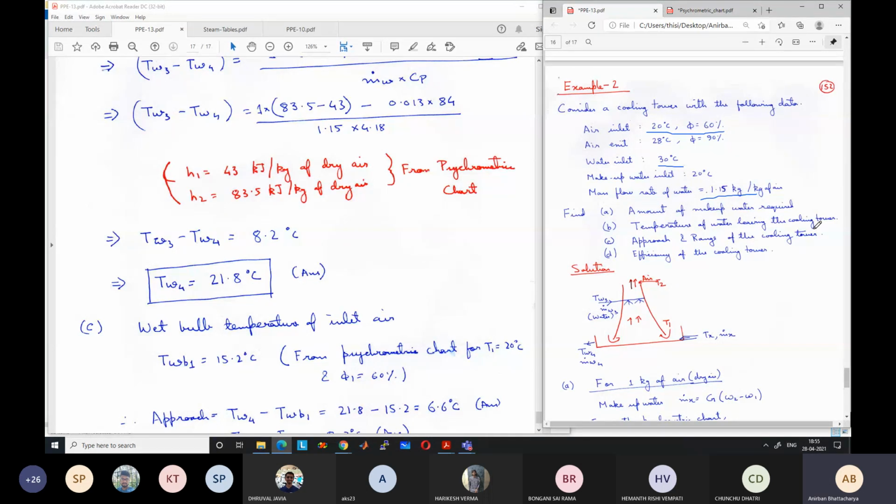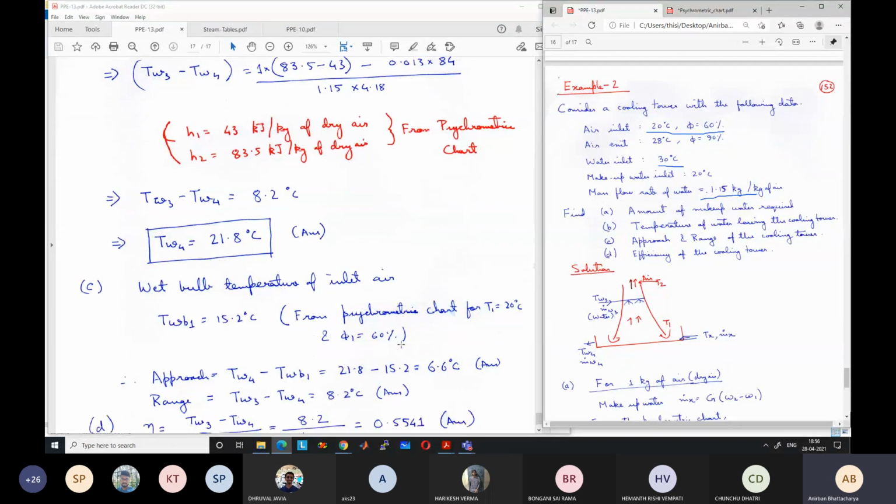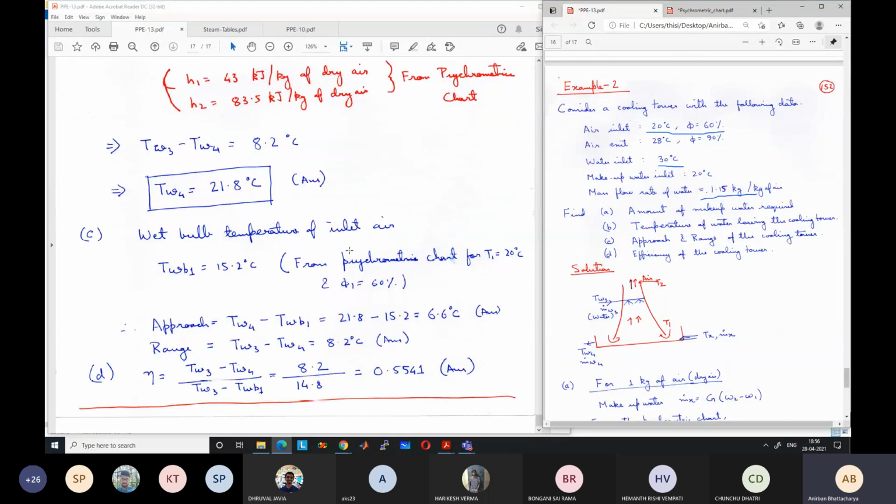Now the next question is the approach and range of the cooling tower. Range we have already found: TW3 minus TW4, 8.2 degrees centigrade. For finding the approach, we have to find the wet bulb temperature at state 1, as we had discussed. So for state 1, what is the wet bulb temperature? These dotted lines are the wet bulb temperature.